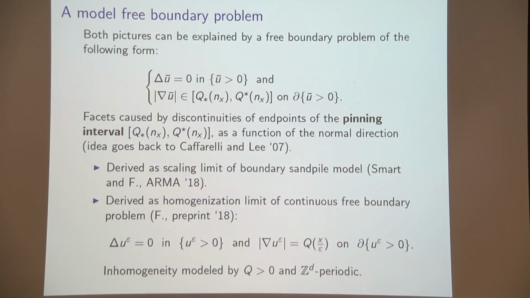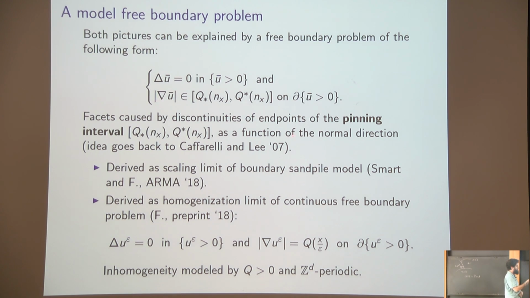And so my claim is that the facets that we see in these pictures are caused by discontinuities in the endpoints of this pinning interval. Okay? So it really has to do with the qualitative properties of how this pinning interval depends on the normal direction. And that idea that discontinuities in the slope on the boundary cause facets goes back a ways. But what we've been doing recently is we actually derived this problem in the scaling limit of the boundary sandpile model and in the homogenization limit for this free boundary problem. Keeping an eye on the time.